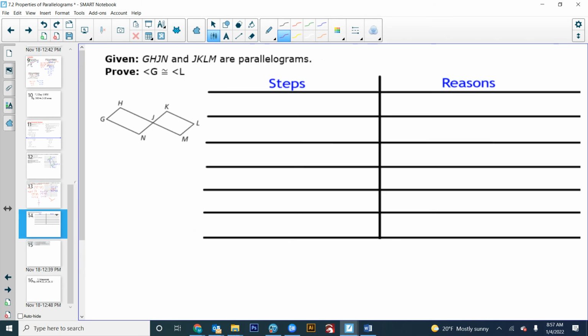All right, next one. We have two parallelograms up here. We're asked to prove that a pair of angles are congruent. Take just a few seconds and think through this. Think about what you would do here. Triangles are out. No triangles in this one. So there's no such thing as SSS, SAS, all that stuff for parallelograms. So we have to get there another way.